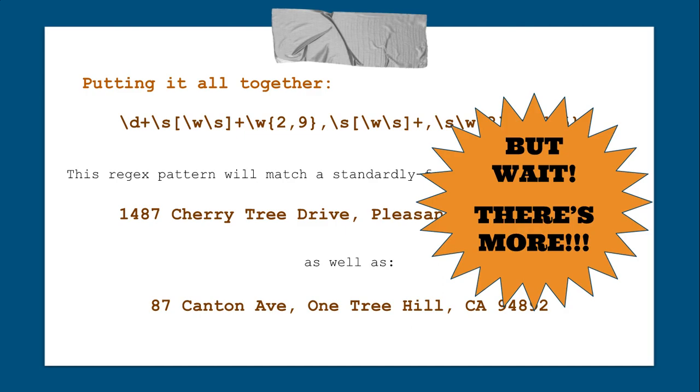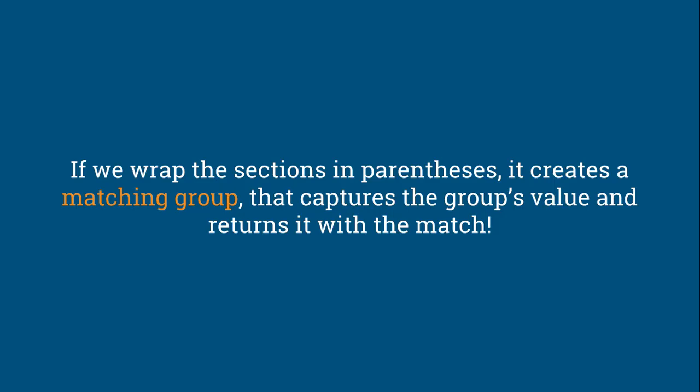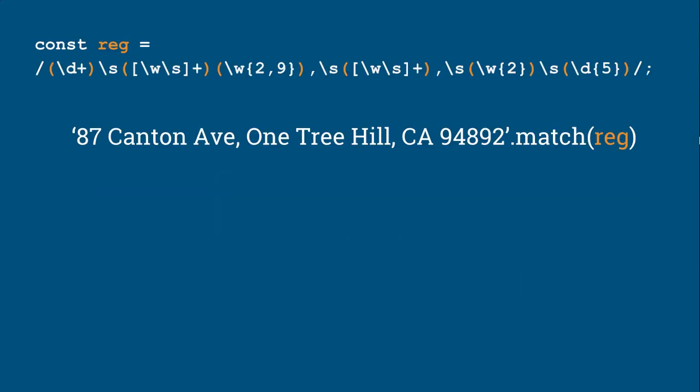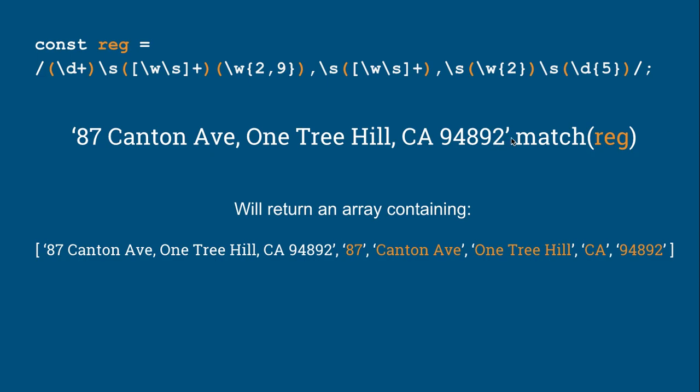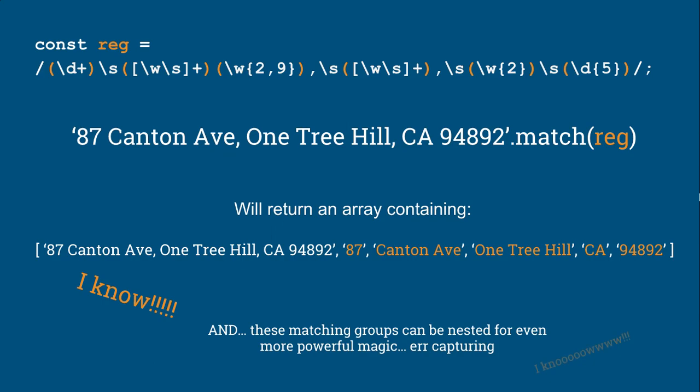But wait, there's more. If we wrap sections in parentheses, it creates a matching group that captures the group's value and returns it with a match. So taking our pattern and wrapping these subsections in parentheses and then running it through this, it returns an array that has the entire match string as the first index and then each subsequent captured value in the array. So think about it. Think about what you can do. You can seed a database with this information. And matching groups can be nested for even more powerful capturing.